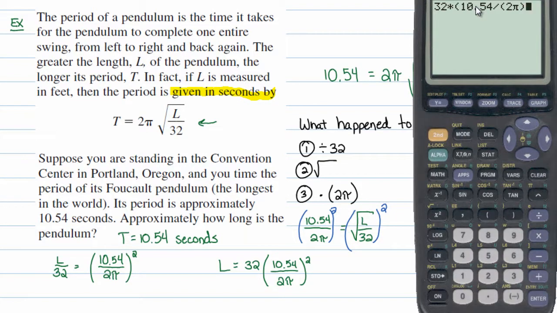This tells a calculator you're dividing 10.54 by the entire expression 2 pi. Finally, finish out that outer parenthesis and square it. And you will get 90.047. We'll just round it to the nearest foot here and just say it's 90 feet. Roughly 90 feet. Not bad.